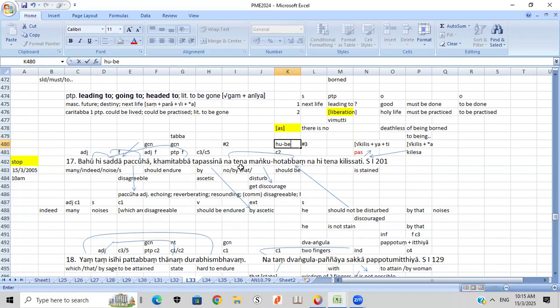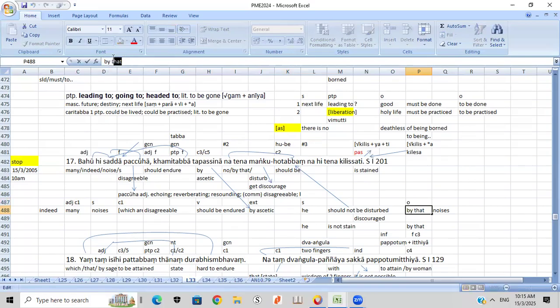And then followed by that, can you see, tena, by that. So the word "that" here is referring back to this one. That means it refers to that noise. You cannot see the noise here. So when you see "by that", technically it is referring back. This is the object. So here, by that noise, the object is that noise.